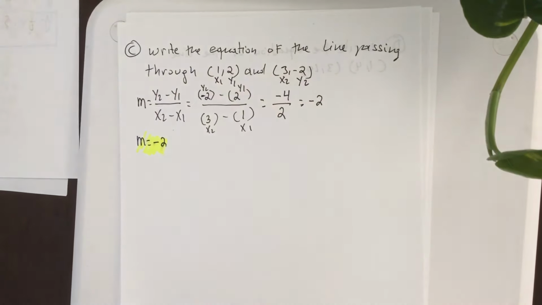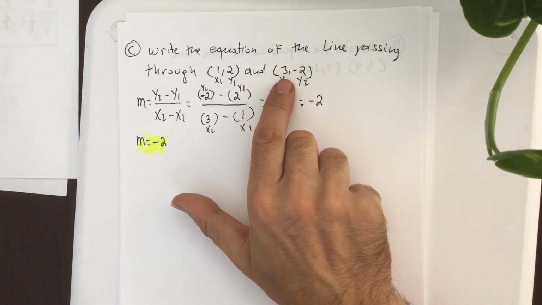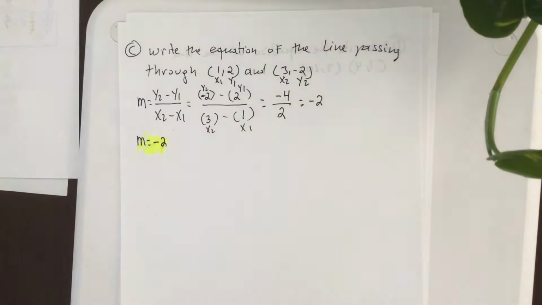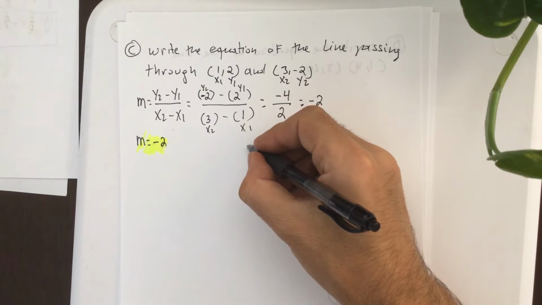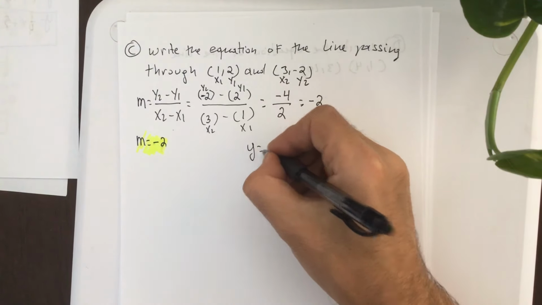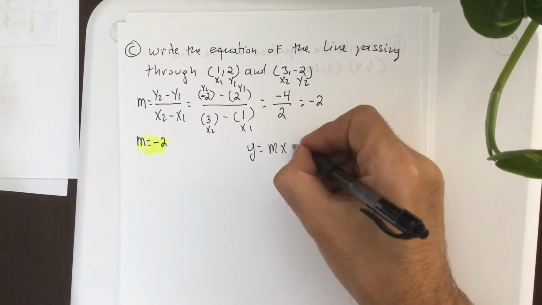Now I need to find out the y-intercept. In this case, they are not giving it to me. The x is not 0. So I need to do basically what we did in the other problems. I need to find out the b, okay, by plugging in an x and a y and solving for b. So let's write down the equation, y equals mx plus b.